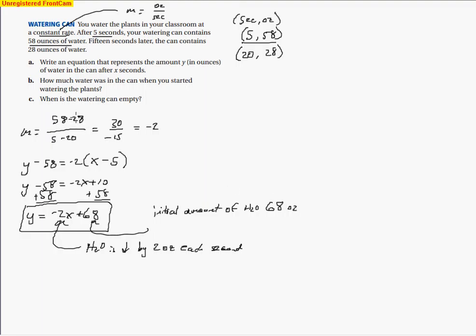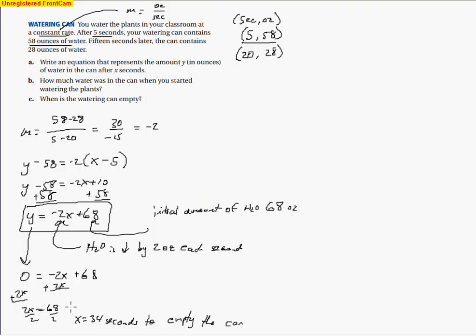And when will the can be empty? Well, that's when y is 0. So if y is 0, then we'll solve for how much time it takes for that to happen. y is 0 means there's no water in the can. So I'll add the 2x to both sides, and I'm left with 2x equals 68. And so I go ahead and divide by 2, and you can see x is 34. So it takes 34 seconds to empty the can. That's why, again, I put 0 in place of y. I wanted to empty the can, and that's how long it takes.